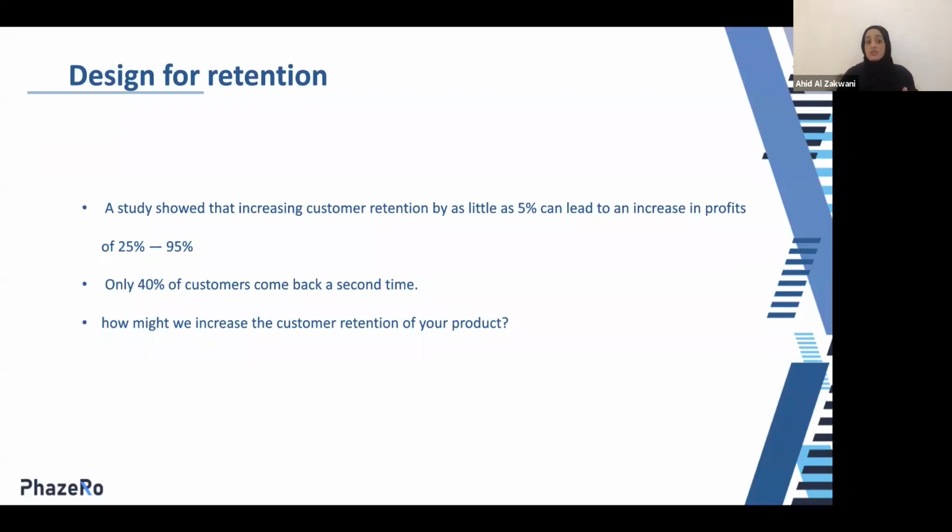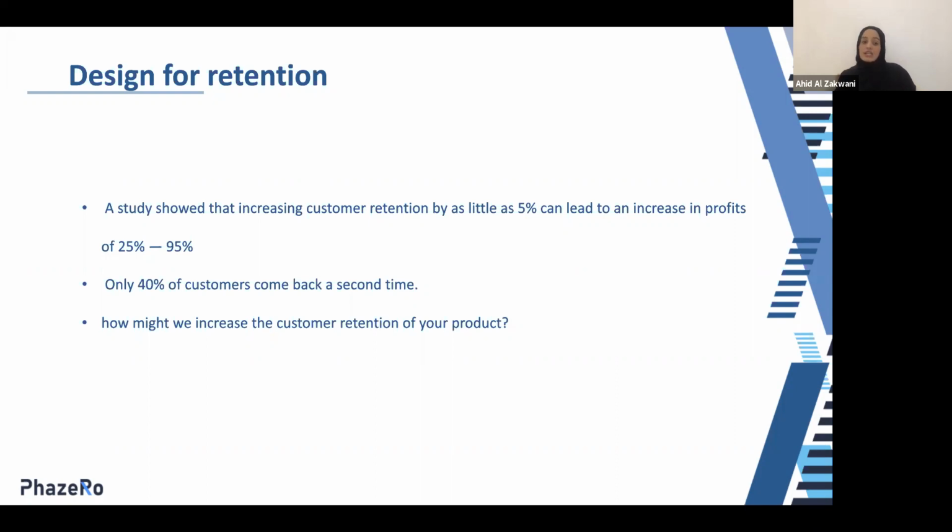So it's really important to design for retention for your products. In order to be a successful product, it has to be sticky. Sticky means that whenever a new product comes into the market, people will still like your product in specific. Here we have a study that showed that increasing customer retention by as little as 5% can lead to an increase in profits of 25 to 95%. And I'd say that this percentage is really high.